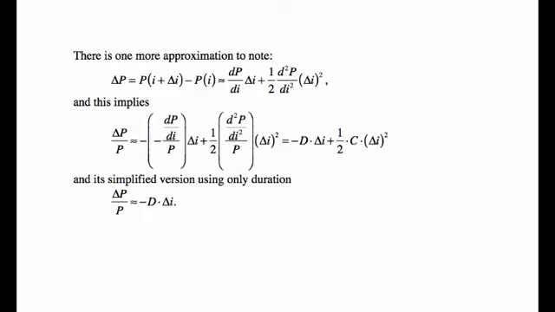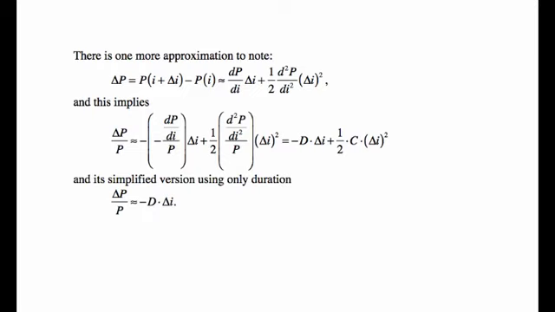This implies, if you divide everything by P, that delta P over P, so performance of the financial instrument, the change in price as a fraction of the price, what percentage of it you gain or lose as a result of change in interest rate of delta I, is approximately equal to minus duration times the interest rate change plus 1/2 of the convexity times interest rate change squared. And of course, without convexity, it's just delta P over P is approximately equal to minus D times delta I, which I have given you before, maybe indirectly, but now you have it directly.